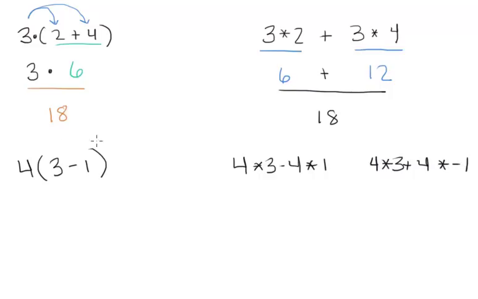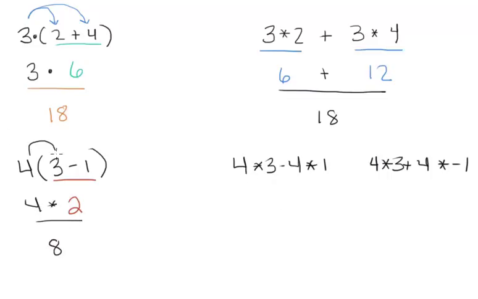I have 3 different expressions. I want you to see that all of these are equivalent. So let's start here. Order of operations has parentheses first. 3 minus 1 is 2. I multiply that by 4. 4 times 2 is equal to 8. Now let's go to this next one.